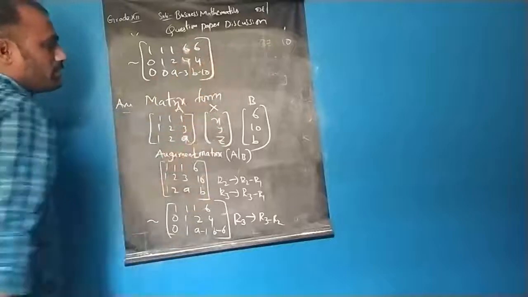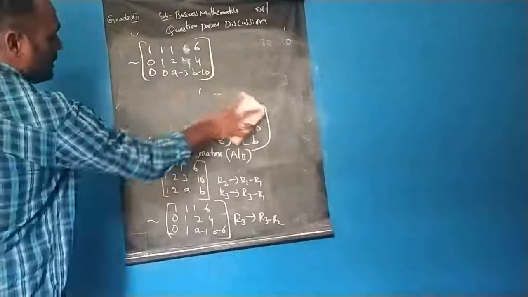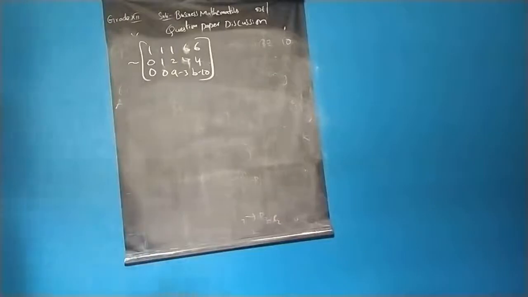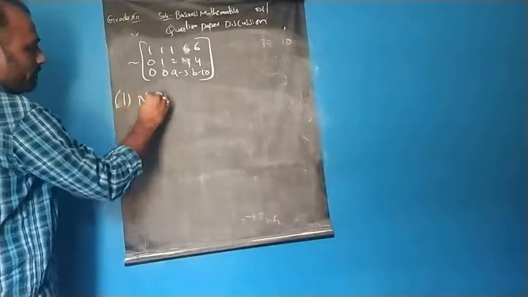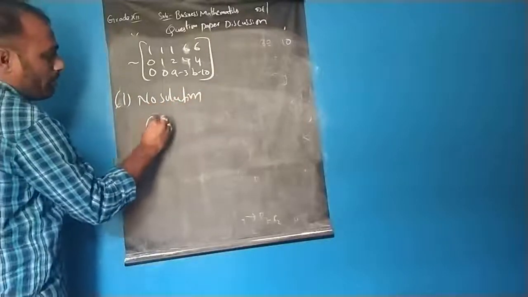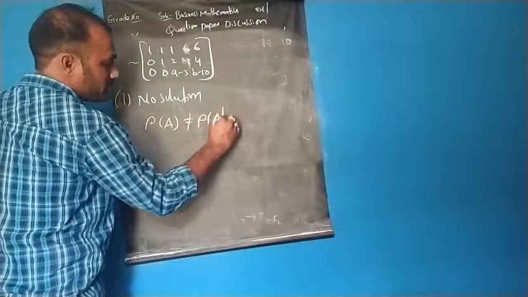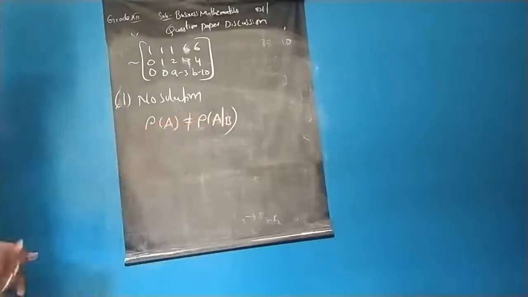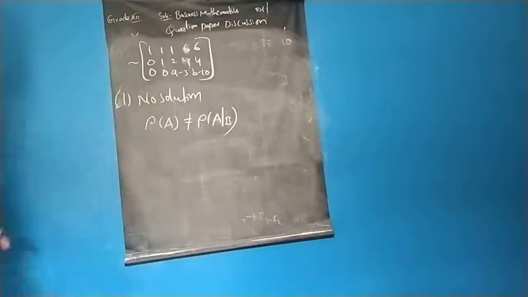Here 6. Okay. So further we cannot perform any operations. Now here, given some conditions, let us see what those conditions are. First is talking about no solution. So when are we going to get no solution? When the rank of the matrix is not equal to the rank of the augmented matrix, then we will get no solution at all.